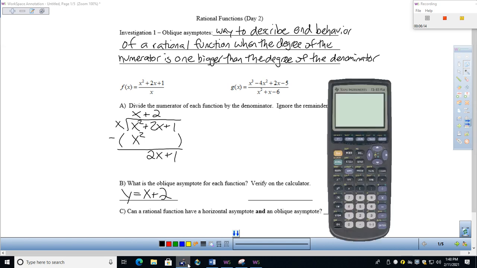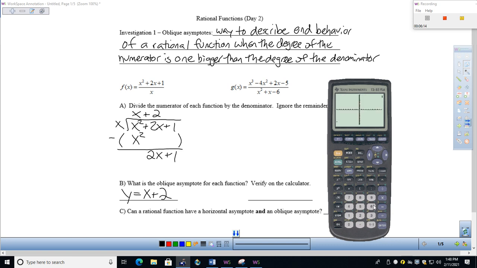So grab the calculators, everybody. I'm going to do the same over here. I'm going to go to my y equals and graph this function. So if you would do the same, that would be great. Just make sure I've got it all. Okay, looks good. Now I'm going to leave off the oblique asymptote for the moment. I'm just going to hit zoom number 6.